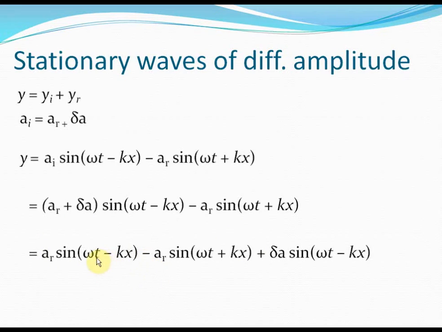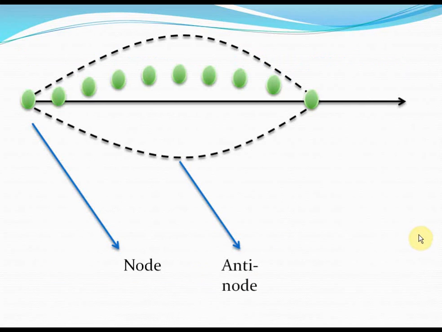Remember that the equation of the incident wave in the earlier case was A sin(omega t minus kx), and the equation of the reflected wave in the earlier case was A sin(omega t plus kx). So this is exactly the same as the equation we obtained earlier when we added the incident and reflected waves. But this expression delta A sin(omega t minus kx) has now been added to the initial expression. In this case, the velocity of the wave is 0. That is, this wave is not moving from left to right. It is stationary at one place.